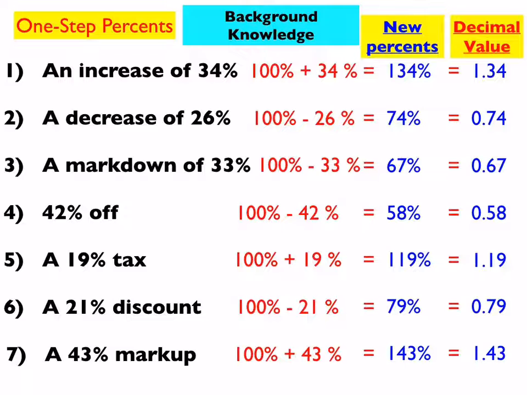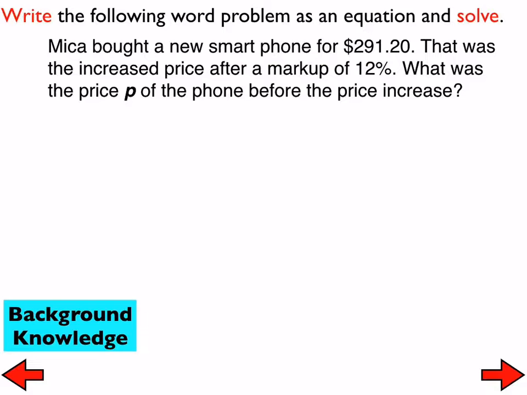Much like yesterday, these ideas of increases and decreases, markups and markdowns, discounts and tax and all of that stuff, you still have to keep in mind in terms of what it does to the actual percent. In other words, we always start at 100% and then we either increase that value or decrease that value, depending on the context of the problem.